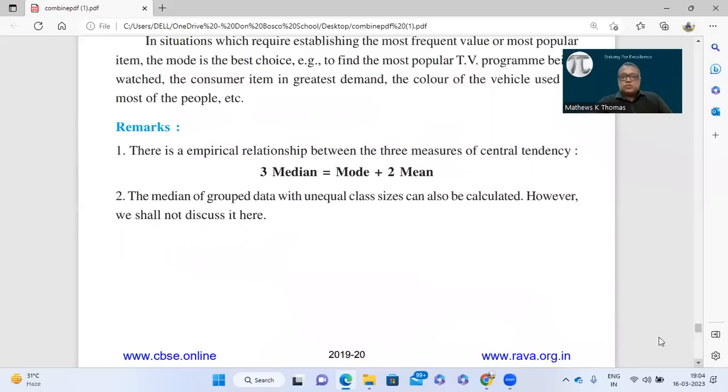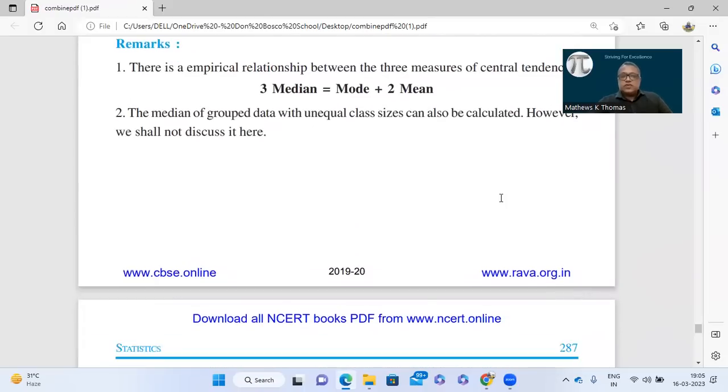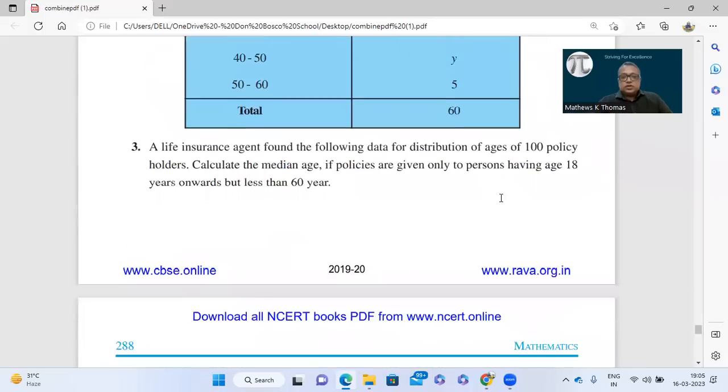And this is the empirical formula. Please do this. 3 median is mode plus 2 mean. This is a very useful formula. If all three are asked, if you can find out 2 and find out the third. Also, this can be used in MCQs where 2 are given and we can find out the third, right?